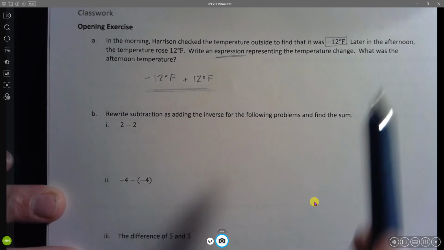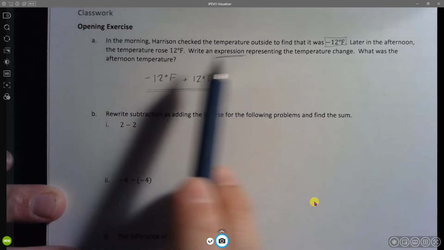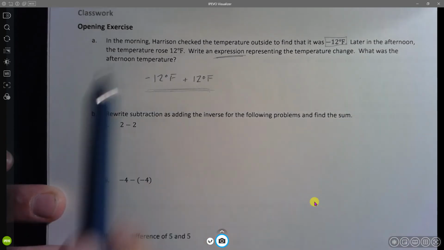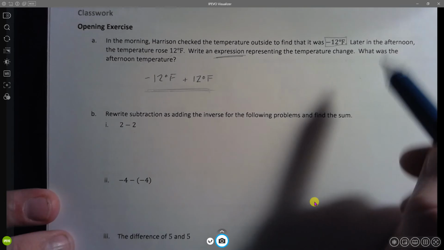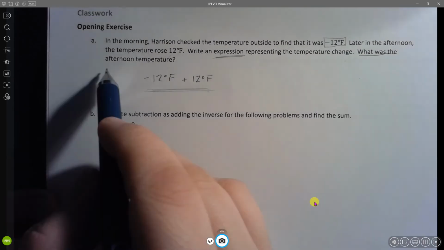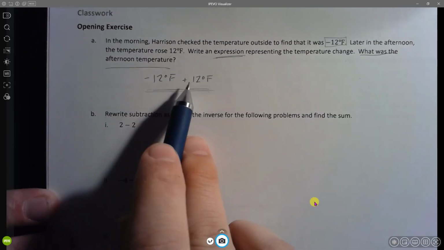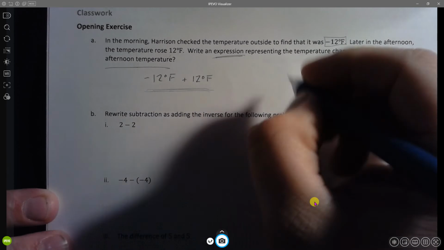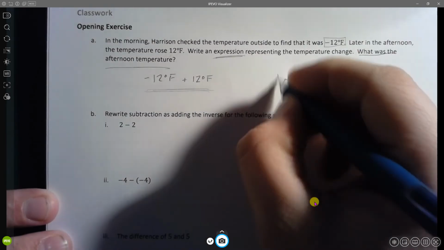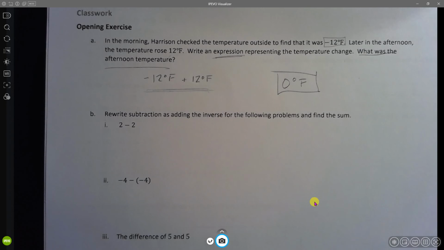It indicates what the temperature was at the beginning and what the temperature rose by to get to the current temperature outside. And that's what our question is going to ask. What was the afternoon temperature? So negative 12 degrees Fahrenheit plus 12 degrees Fahrenheit gives us an afternoon temperature of 0 degrees Fahrenheit. So that's our answer. Remember, we're writing ourselves an expression to represent the information that is in the problem. You're not creating any new information. You're using those numbers and only those numbers.